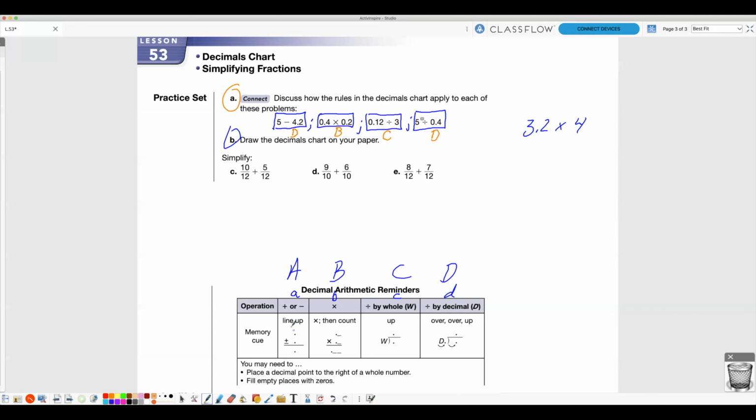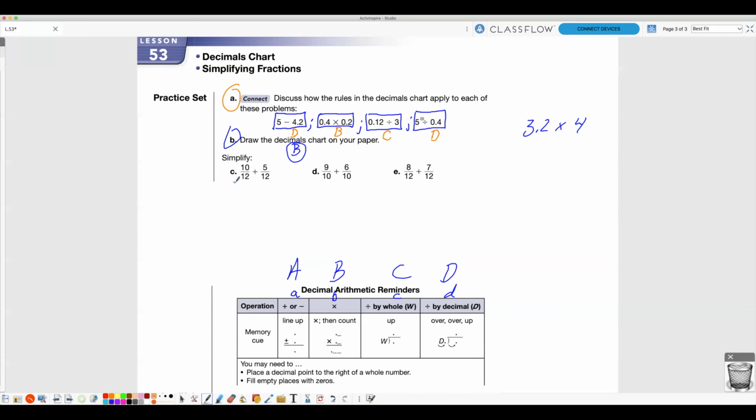Would I use this method, C method, or D method? A method, B method, C method, or D method? If I'm multiplying decimals, I have to just multiply and then count. So this would have been letter B. So let's just say for that one.